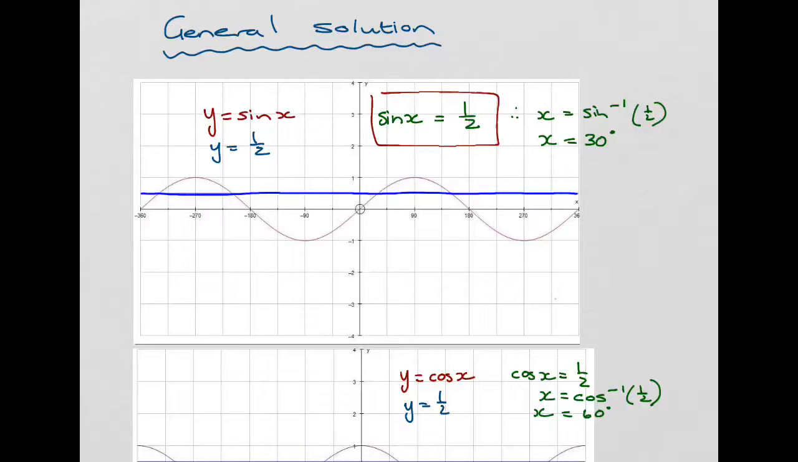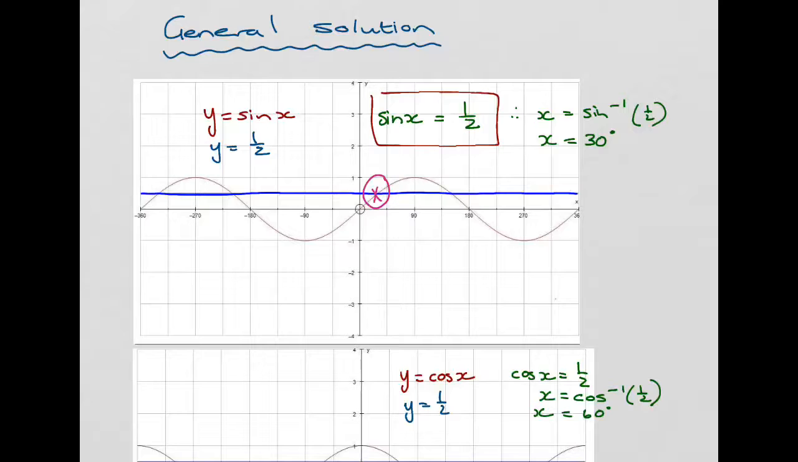From earlier grades, you would just use your calculator, shift sine of a half, and get the answer of 30 degrees. But that's just one point, and that's this point right over here. So that is just one point. That's the first acute angle that you'll find, where that blue line crosses the red curve of the sine graph.